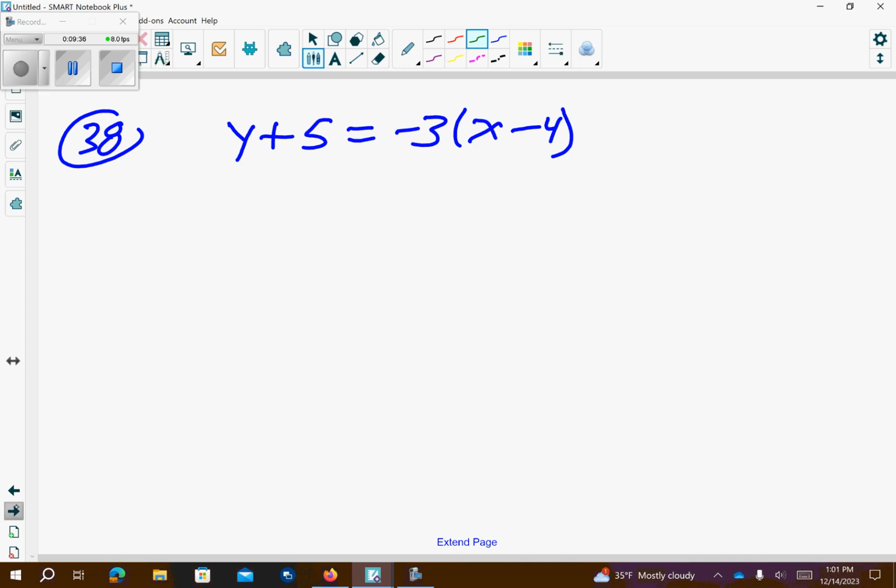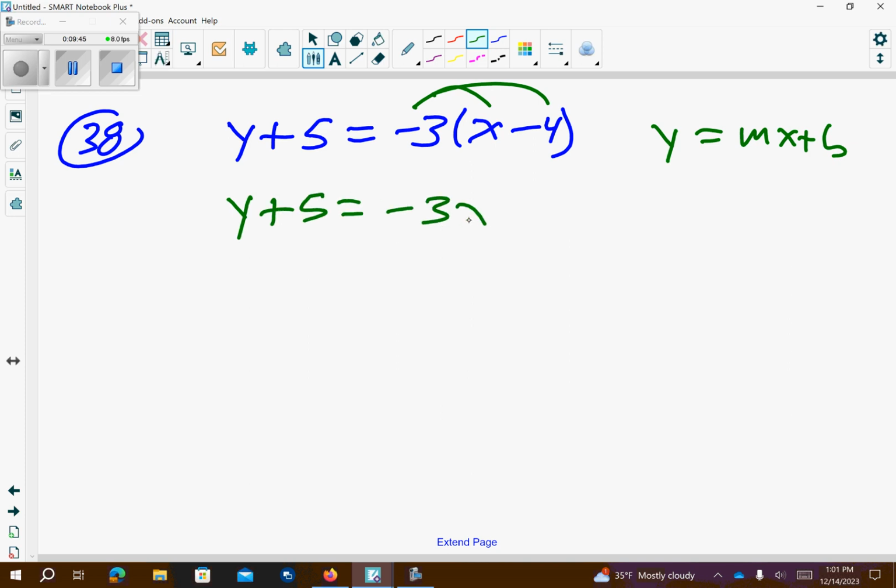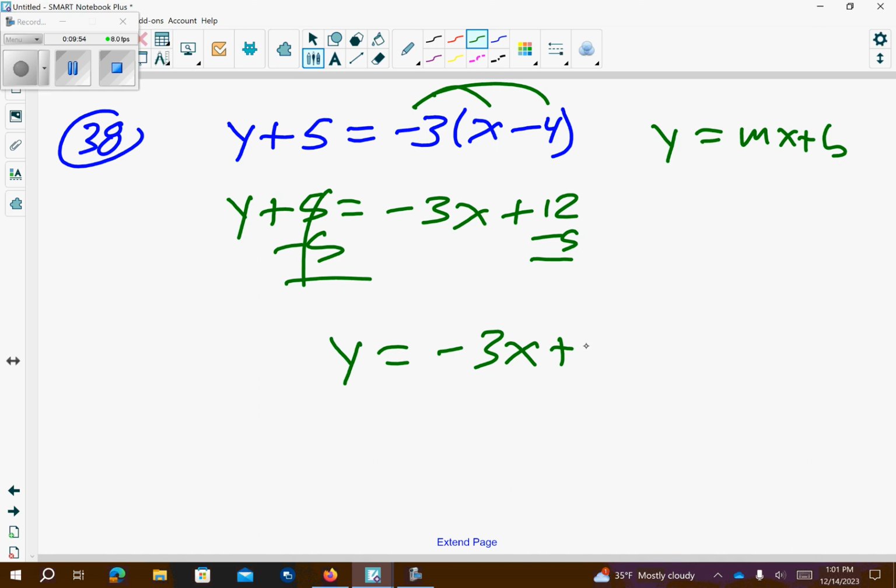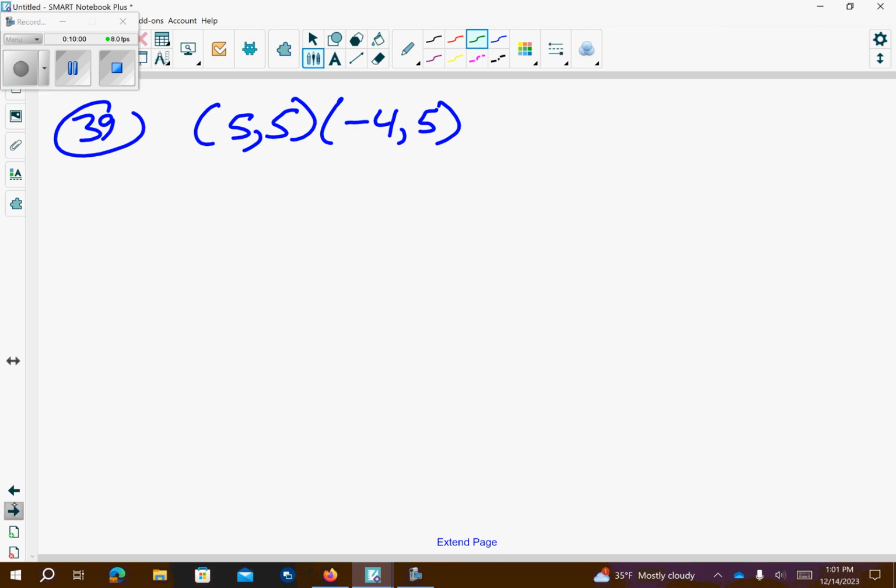38, rewrite in slope-intercept form. So I want to make this look like y equals mx plus b, so I don't want parentheses. So I'm going to distribute over. So I'm going to get negative 3 times x, negative 3x, negative 3 times negative 4 is positive 12. Subtract 5, subtract 5. Those cancel, so y equals negative 3x plus 7. That's your equation. Number 39. Okay, things that we have to look at.